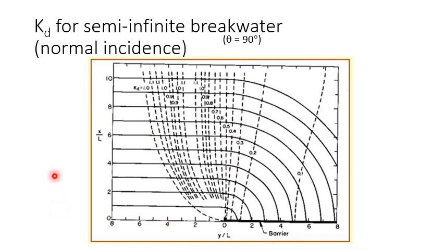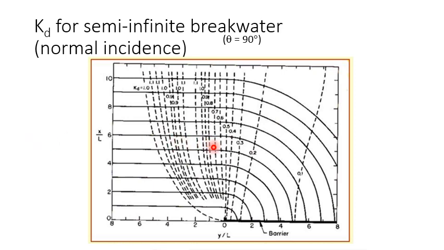And on the lee side, we have X over L. X is the direction of the wave propagation. So as we can see, we expect that the wave that goes to the lee side of the barrier will be diffracted with this circular pattern. If we want to solve for a particular location on the lee side of this barrier, then we will have to find out what is the value of Y over L and X over L of that location.